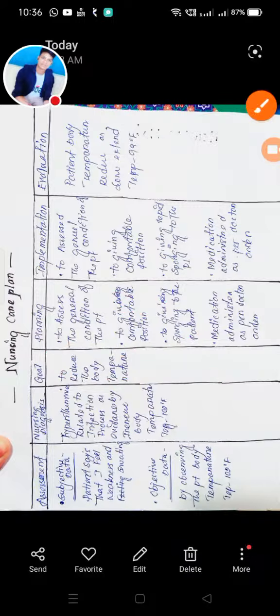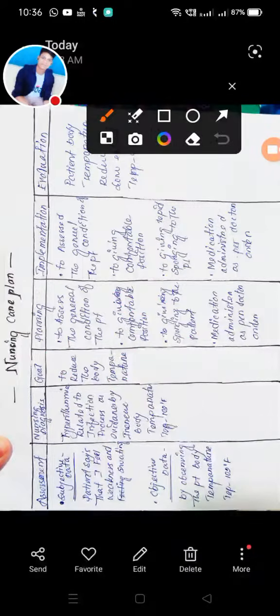Next, we are going to the next steps: planning, implementation and evaluation. Planning means your plan. Like, the patient has a fever. What are the things you are going to give the patient? That's your plan. Before giving care to the patient, you have to create a plan of what you are going to do.